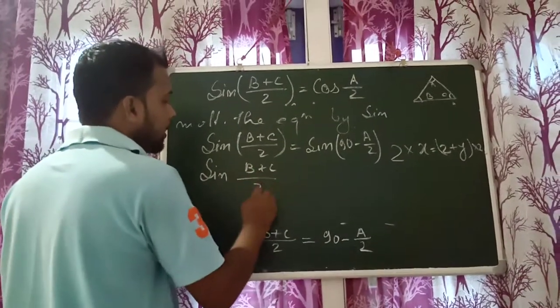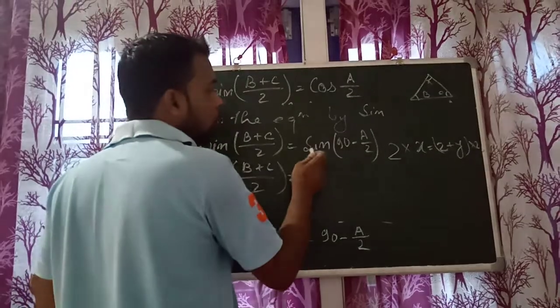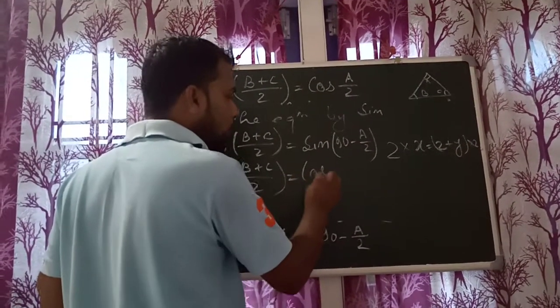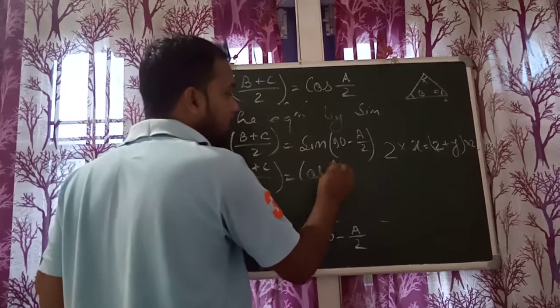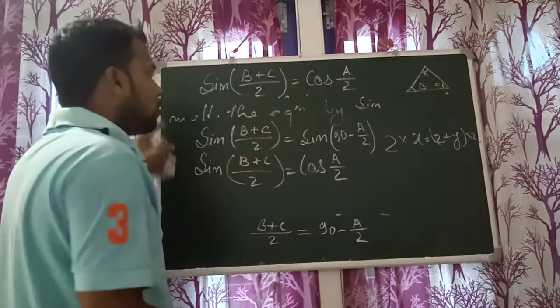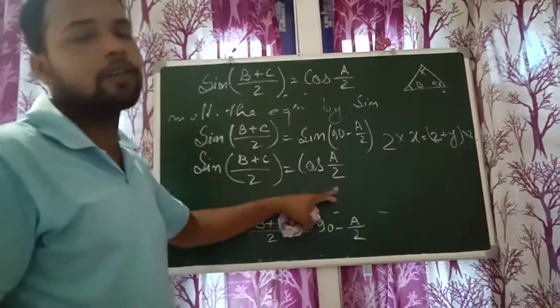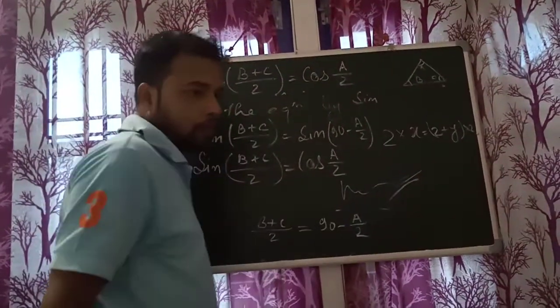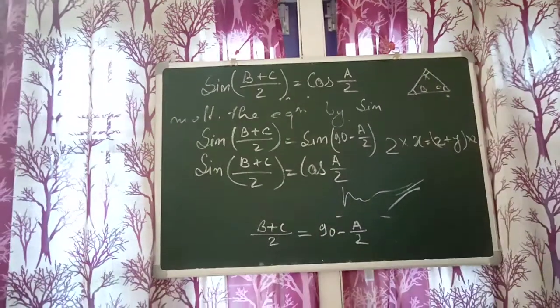Sin (b plus c) divided by 2 is equal to, we know sin (90 minus theta) is equal to cos theta. In place of theta there is a by 2. Which one we have to prove? We already got it. Okay, hence proved. Okay, do it.